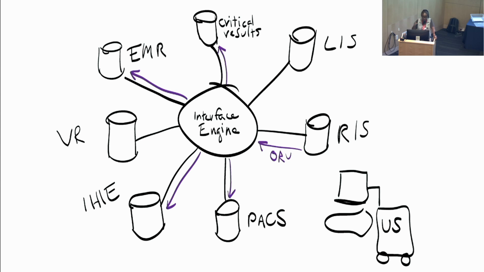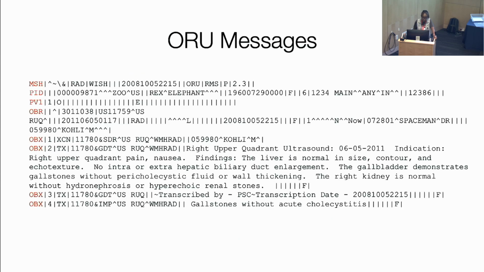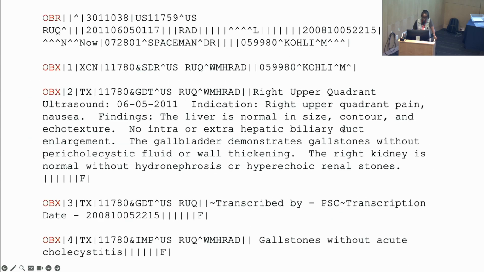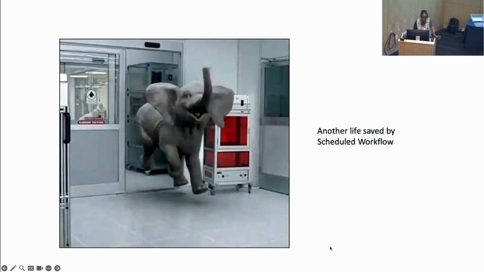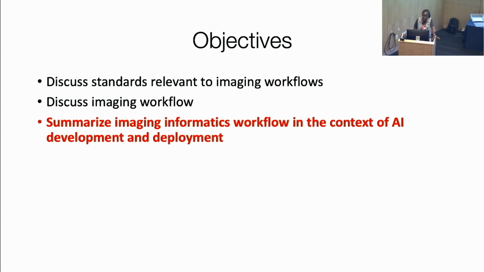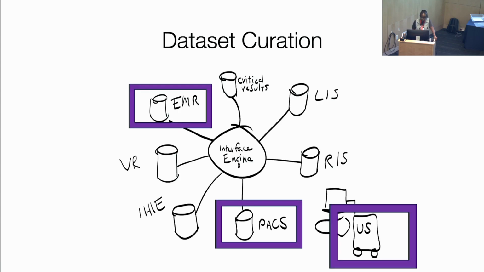We have a database, or the PAC system. And so the ORU message, you can see a more detailed one here, that there was an upper quadrant ultrasound performed in 2011 for pain, and the liver is normal, blah, blah. This is the result, and you can see who transcribed it and what was the final impression, which is the gallstone without acute cholecystitis. And so Rex leaves the department with a report, and the doctor is aware of the result. So let's talk about that imaging workflow in the context of AI. So you always have the interface engine.